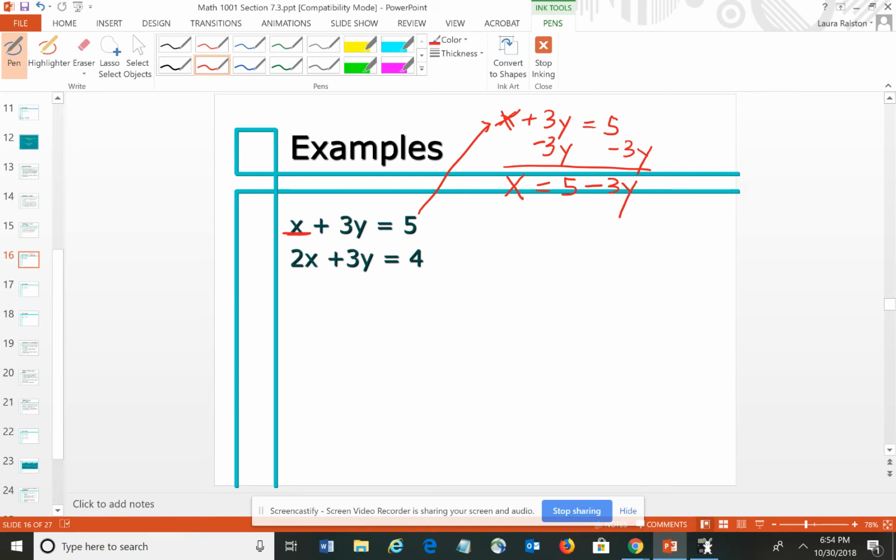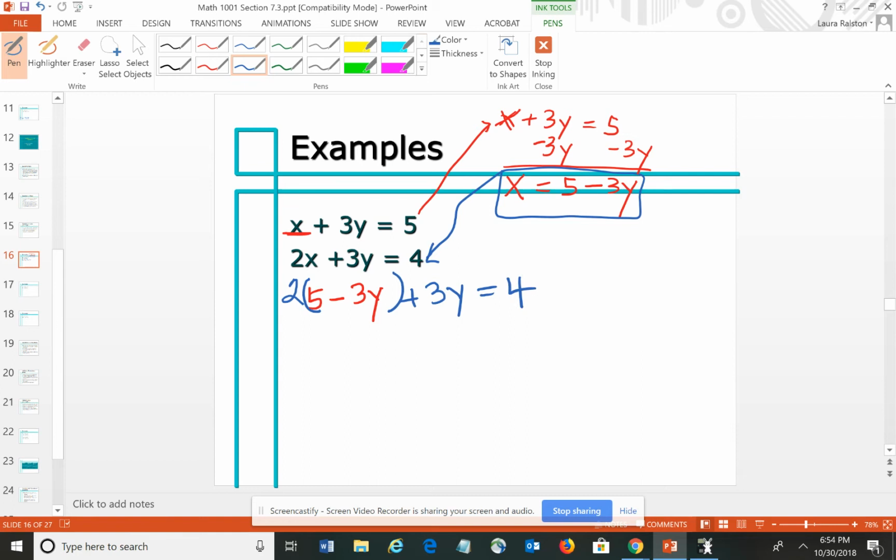Then we take that answer that we just found and we substitute it, hence the name substitution. We're going to take this equation and substitute it into the second equation in place of x, because we're saying that x equals 5 minus 3y. So we would have 2 times, and in place of x, we put 5 minus 3y. It's a direct substitution. And then we still have plus 3y equals 4.